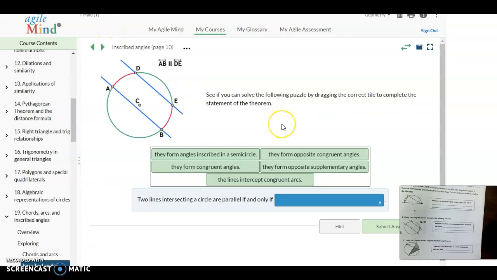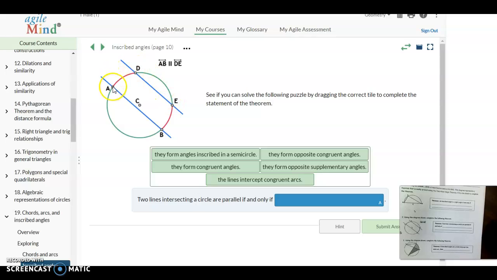All right, let's look at the second one. So see if you can solve this one. Two lines intersecting a circle are parallel if and only if what? Okay, so we're looking at these two lines, AB and DE, and we're trying to know how we know they are parallel. Well, parallel lines, remember, never intersect, and so the distance between them has to remain the same.